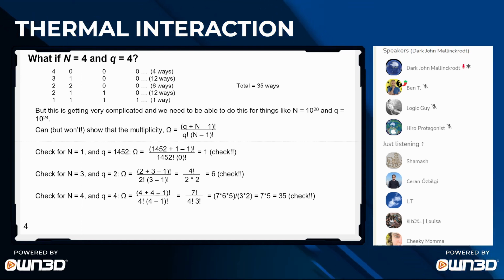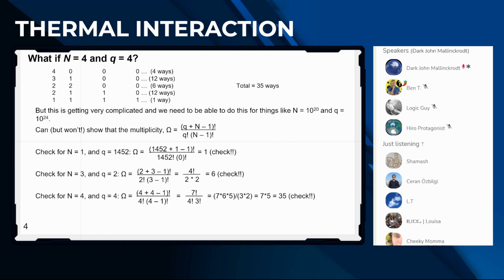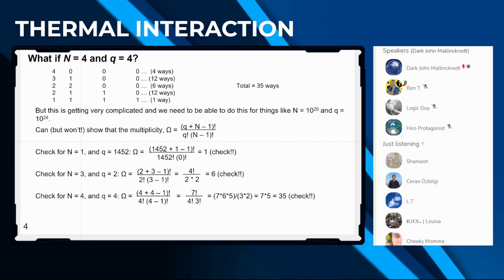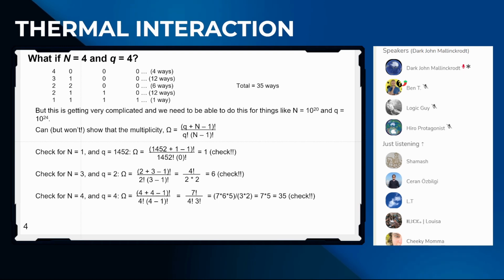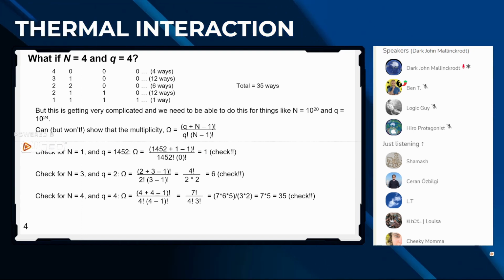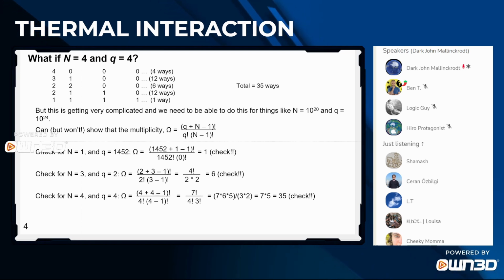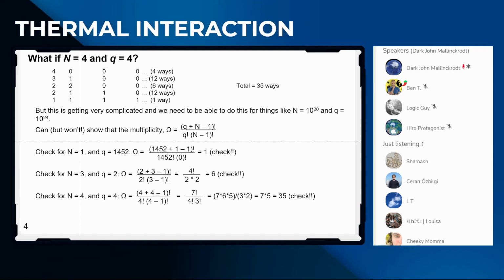And I'm only up to n equal 4. Ultimately, I need to get up to n something like Avogadro's number, 10 to the 23rd. And I think you can see that this program is going to get really difficult by the time I get even to n equal 10. So I got a long ways to go. But if I add all those ways up, there's 35 ways of storing 4 units of energy in 4 of these oscillators. Any questions, comments?